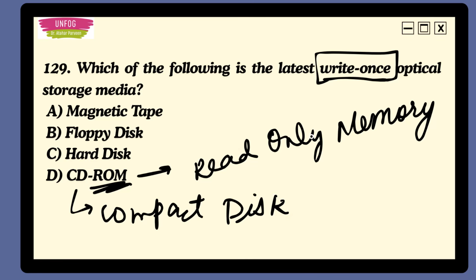What does it say? Write once. Write. So this ROM, you can write it only once. You can read it many times, but you can write it only once. That is why the answer of this question is very simple, very direct. CD-ROM.